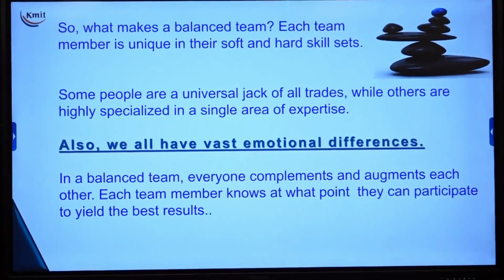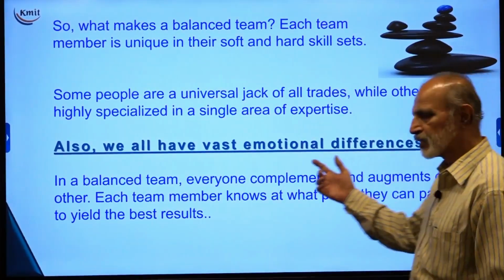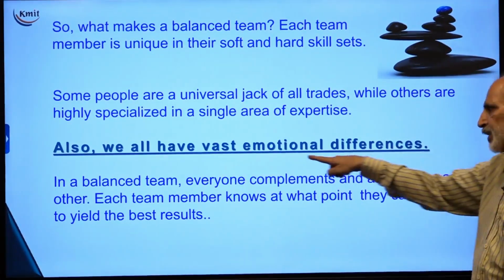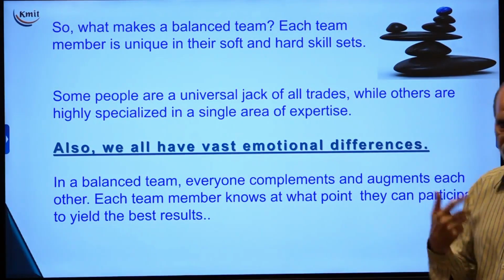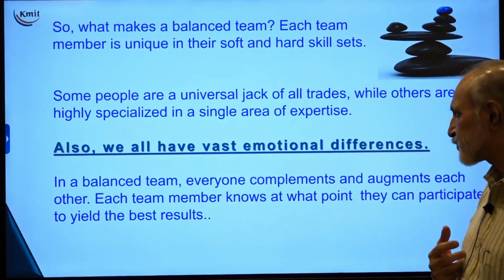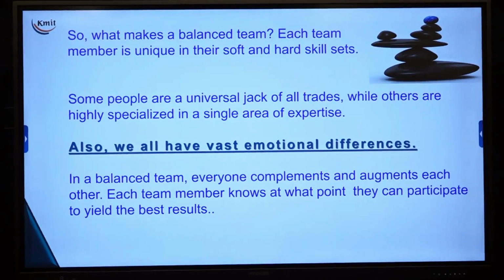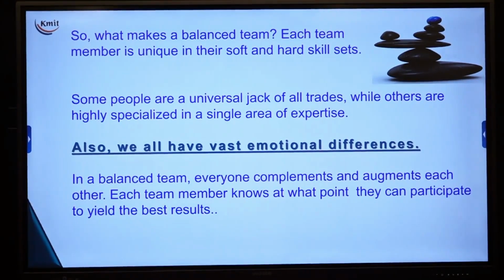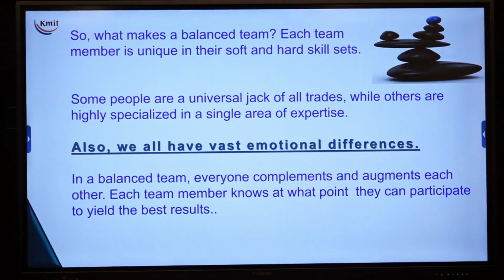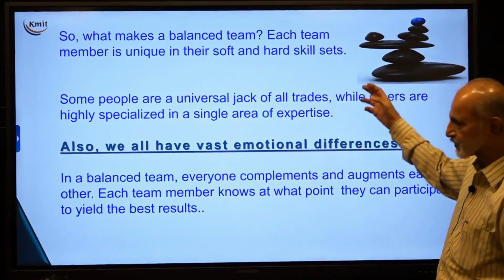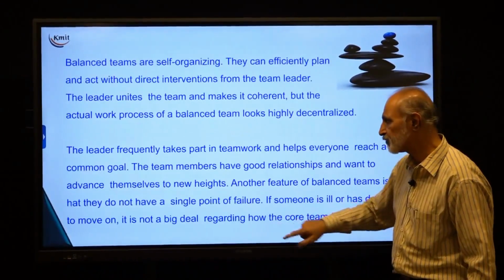We also have to have emotional differences. This is what a team is. Whenever we are building a team, people will have emotional differences. I hope every one of us knows what is meant by emotional differences. In a balanced team, everyone complements and augments each other, and each team member knows at what point they can participate to yield the best results. This is the underlying principle of team making.